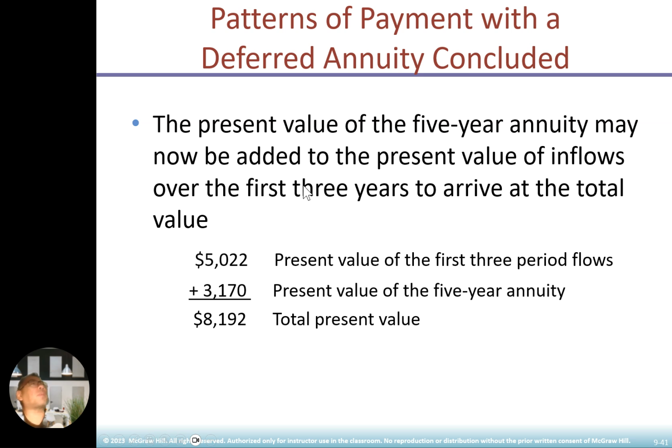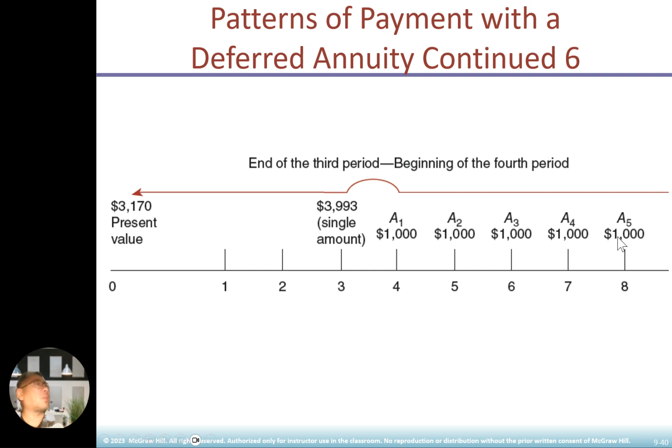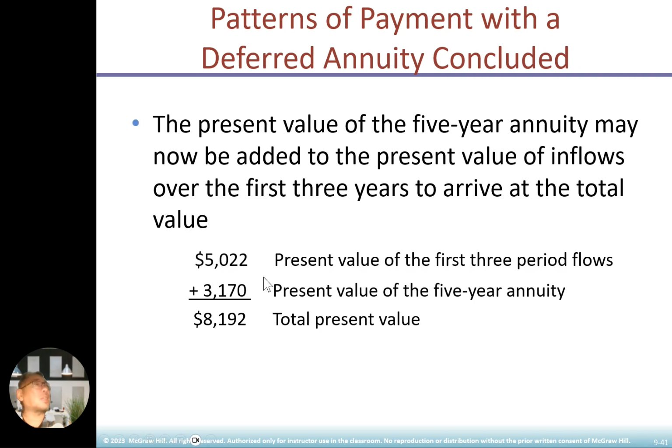Then second, the present value of the 5-year annuity: now we add 5022, the present value for the 3 period flows, plus 3170. The present value of the 5-year annuity becomes 8192 total present value. Remember this logic: 1, 2, 3, 4, 5. This is the present value, 5022, totaling up.